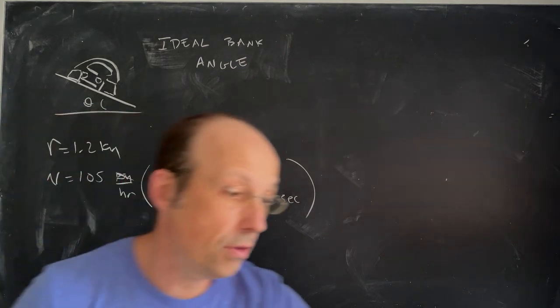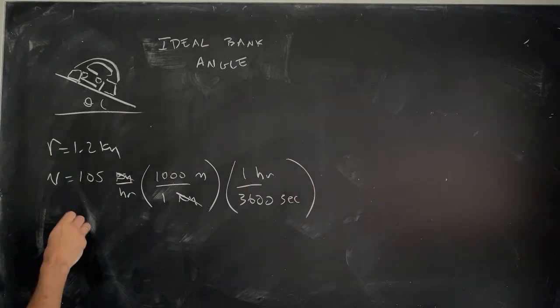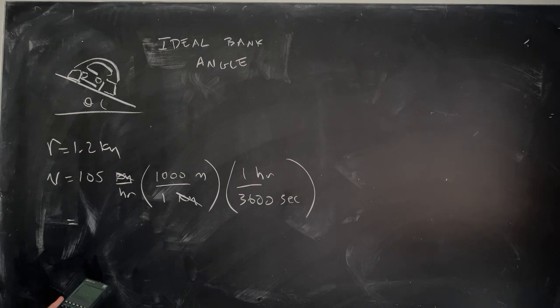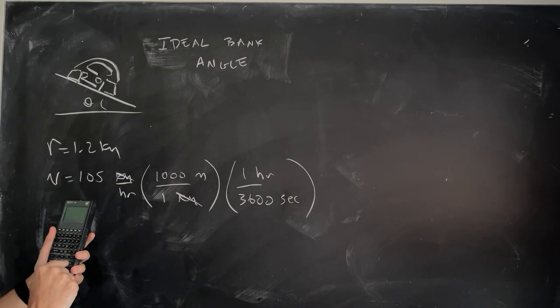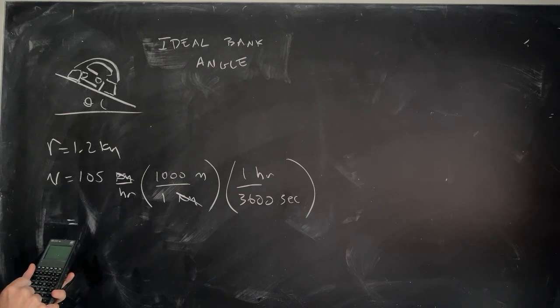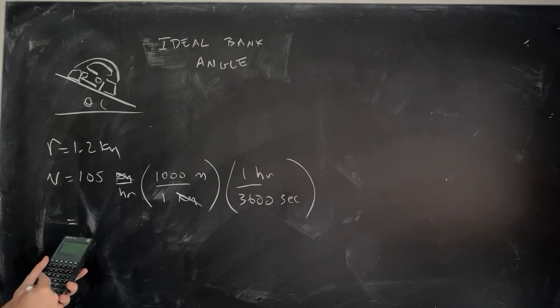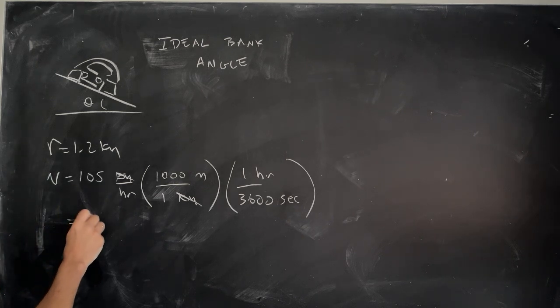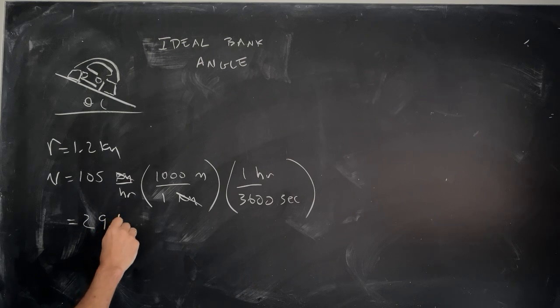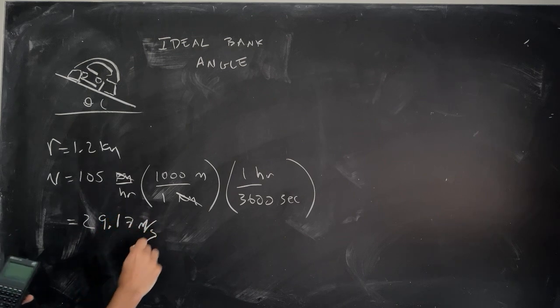So if I do that, I get a velocity of 105 times 1,000 divided by 3,600. I get 29.17 meters per second. So that's my velocity.